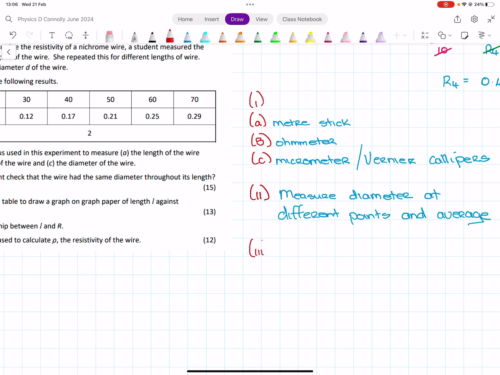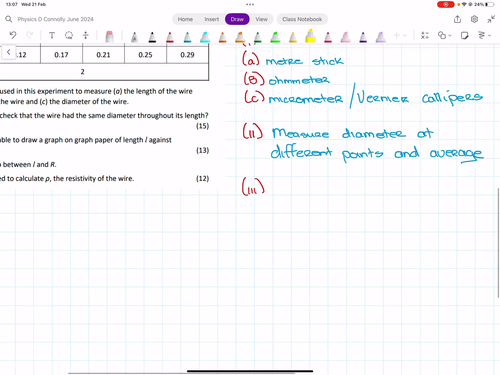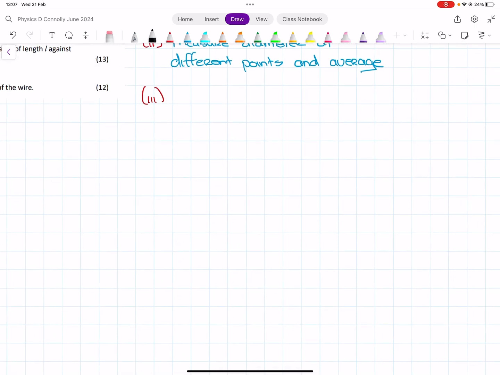Part 3, use the data in the table to draw a graph of length against resistance. Because this is ordinary level, generally speaking, the stuff you're given in the table is what you have to plot. That very rarely happens at higher level, which, if any of you are listening, is a conversation we need to have after correcting the mocks.